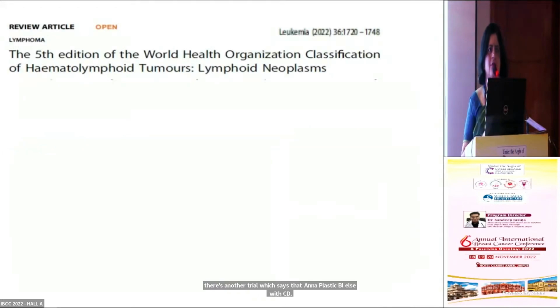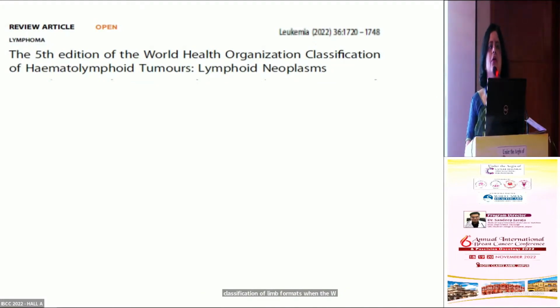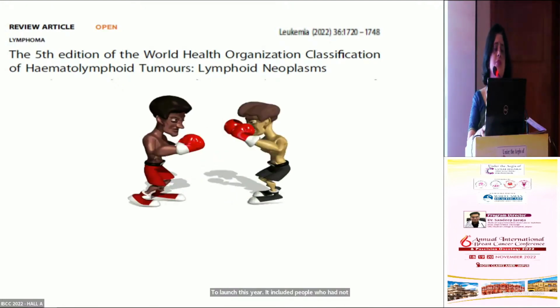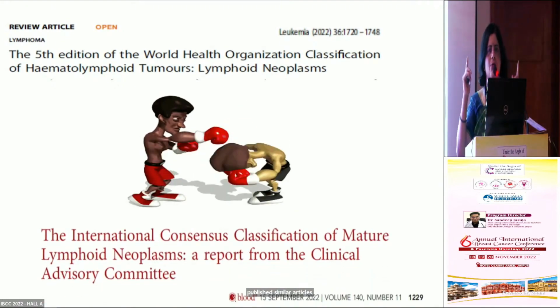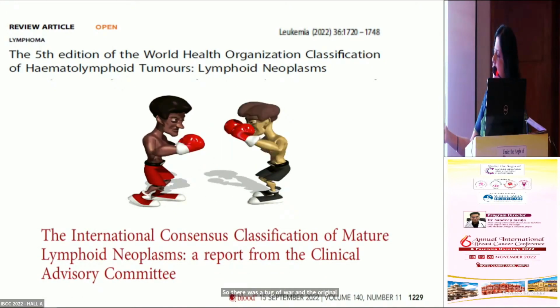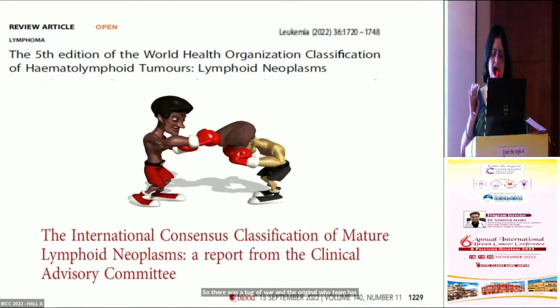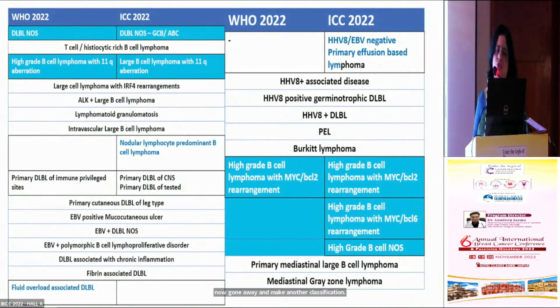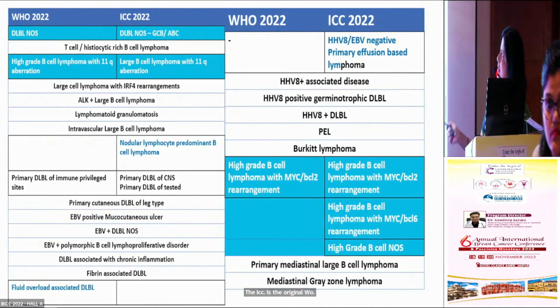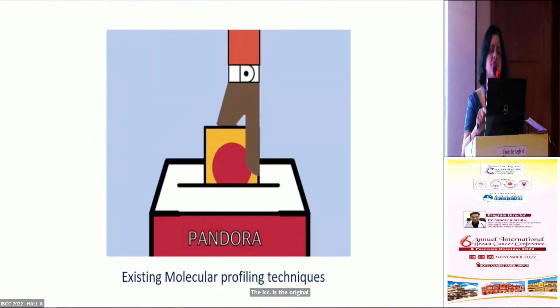Now, next step before I go, there has been a little bit of a hitch in the classification of lymphomas. When the WHO launched this year, it included people who had not published seminal articles. So there was a tug of war, and the original WHO team has now gone away and made another classification. So there are a little bit of nominal differences in these 2 classifications. The ICC is the original WHO, and the high-grade B-cell lymphomas are slightly different in these 2 classifications.